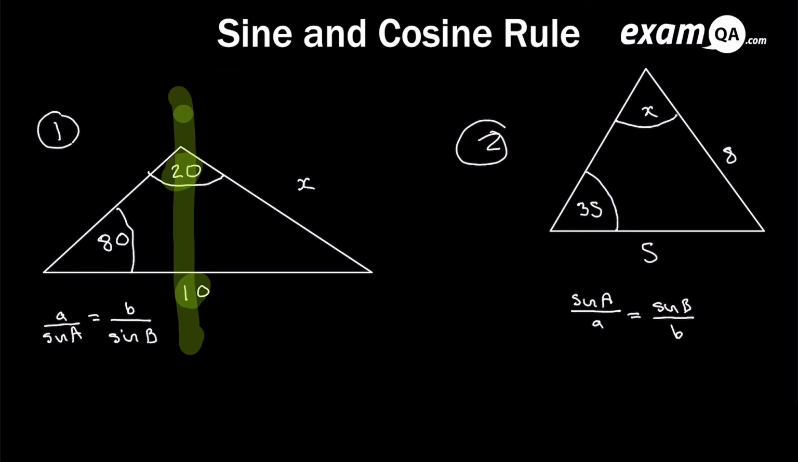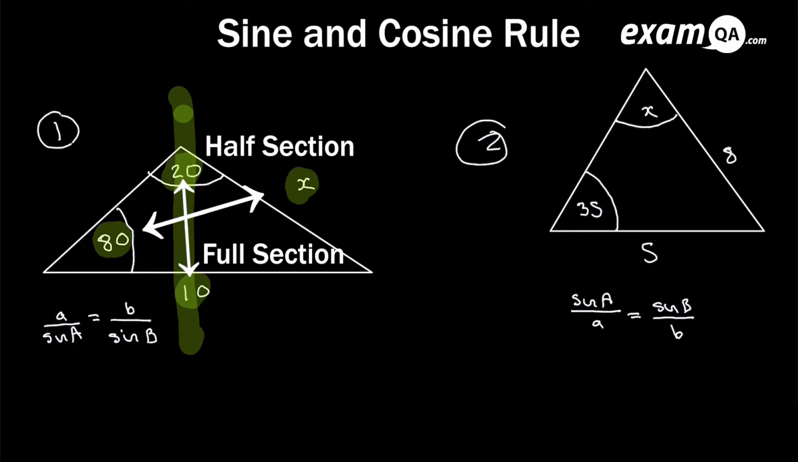Next, if you're trying to work out a side, you must have the corresponding angle to that side known. We can call that a half section. So you always need a full section with everything known and a half section.